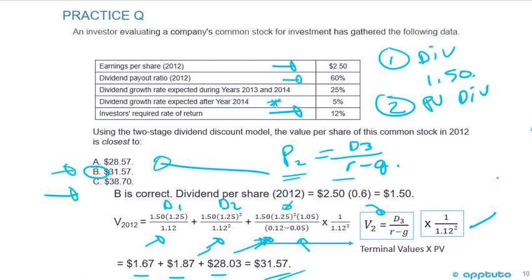Okay, again, just a very mechanical question asking you to crank through a number of present value calculations. Number one, calculate the dividend. Number two, calculate the future dividends.